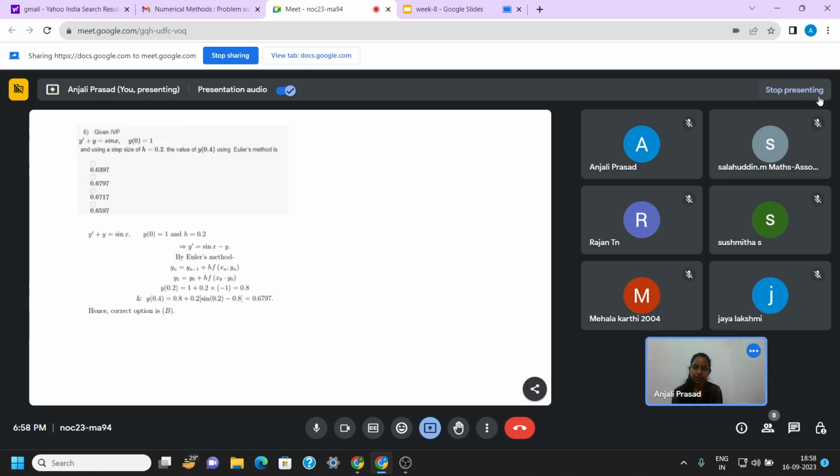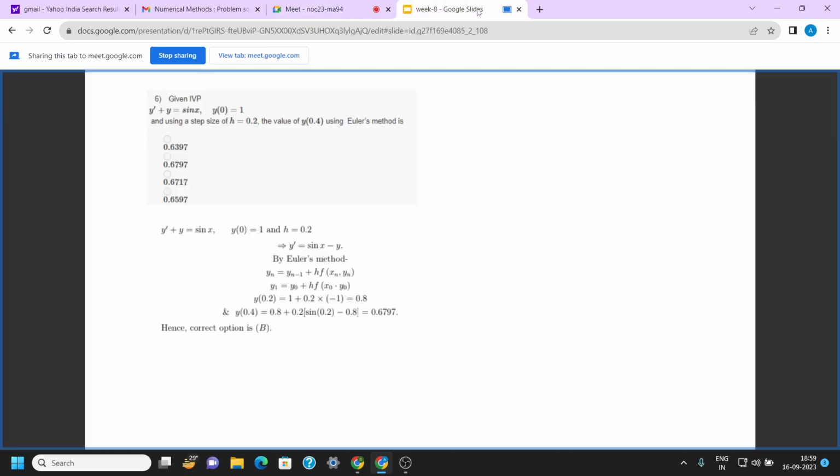Just tell me, are you getting y of 0.2 as 0.8? So I hope you are getting y of 0.2 as 0.8. Now we have to calculate y of 0.4. That is the next iteration.